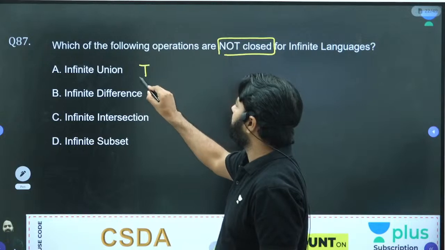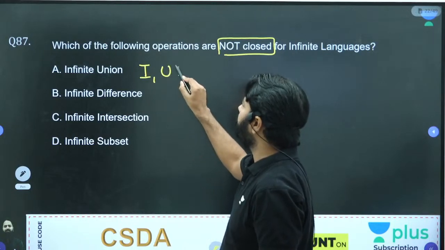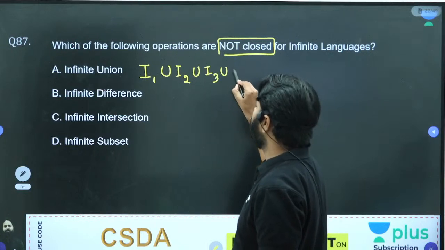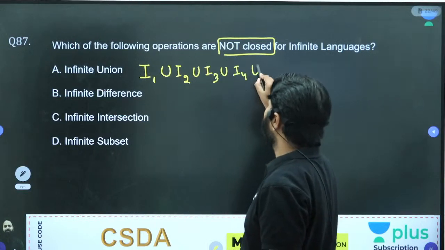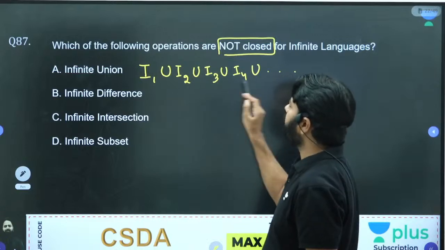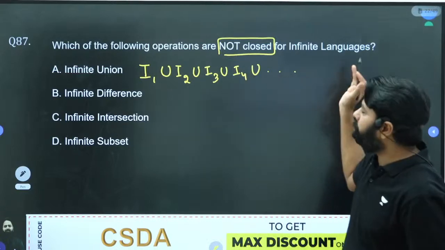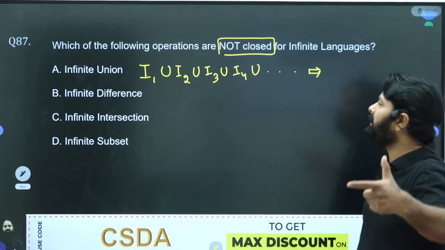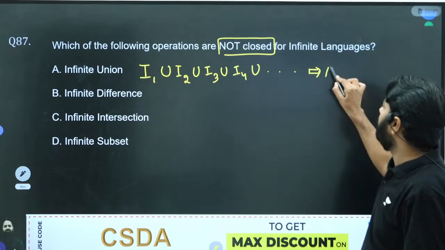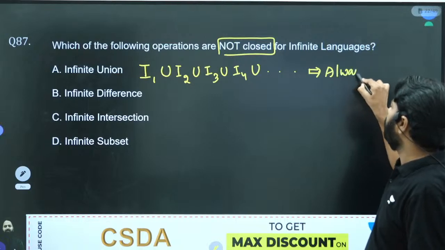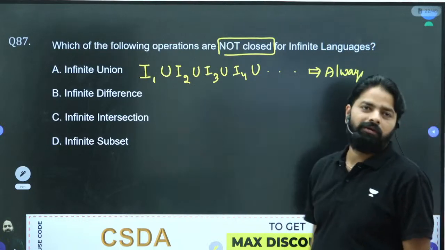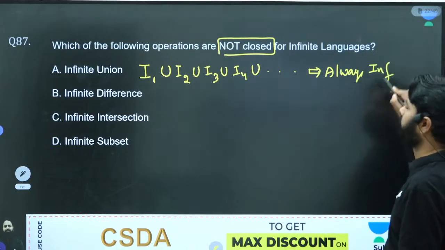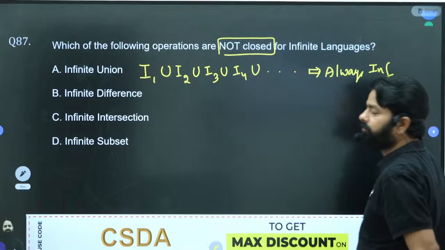Infinite union means infinite languages you should take infinite times. There are infinite languages, infinite times. So now each language is infinite and you are applying the union infinite times. The result of an infinite union of anything, is it infinite? Yes, always. Here every language is infinite and you are applying it infinite times, so definitely infinite. So it's closed. But we want not closed.